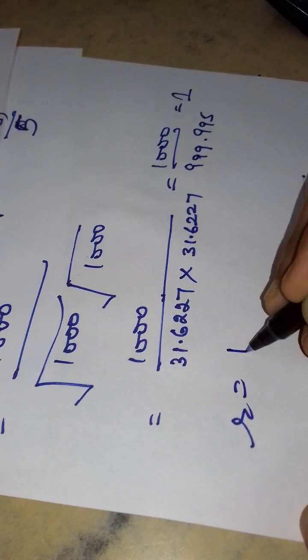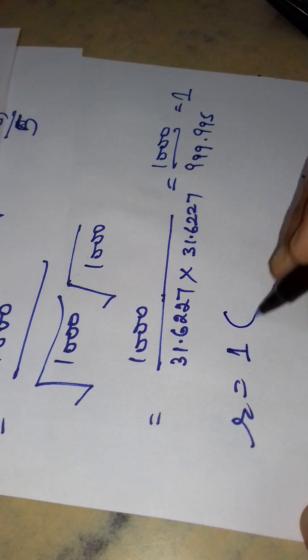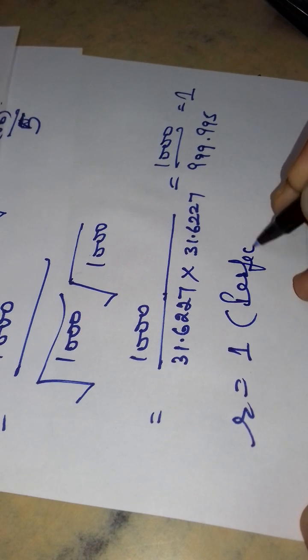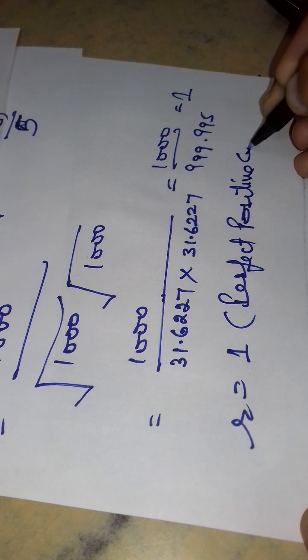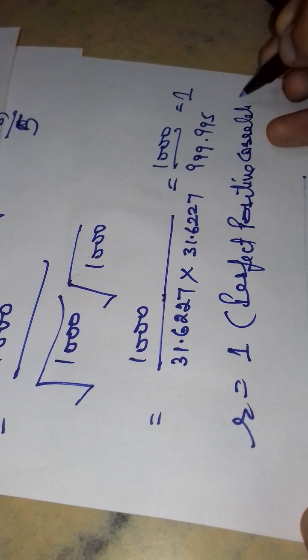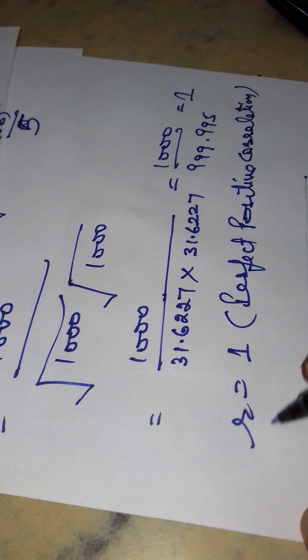So R equals 1 means perfect positive correlation, and this is the answer.